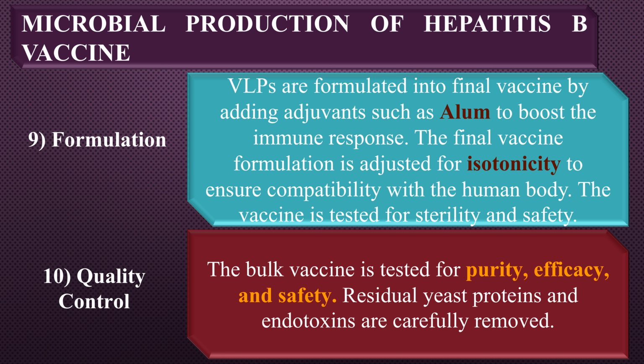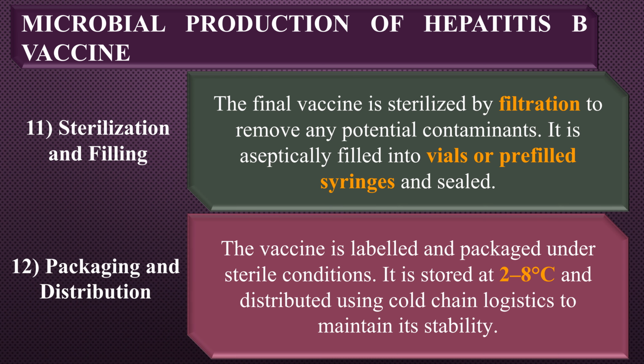Step 10. Quality control. The bulk vaccine is tested for purity, efficacy and safety. Residual yeast proteins and endotoxins are carefully removed to acceptable limits. Step 11. Sterilization and filling. The final vaccine is sterilized by filtration to remove any potential contaminants. It is aseptically filled into vials or prefilled syringes and sealed.